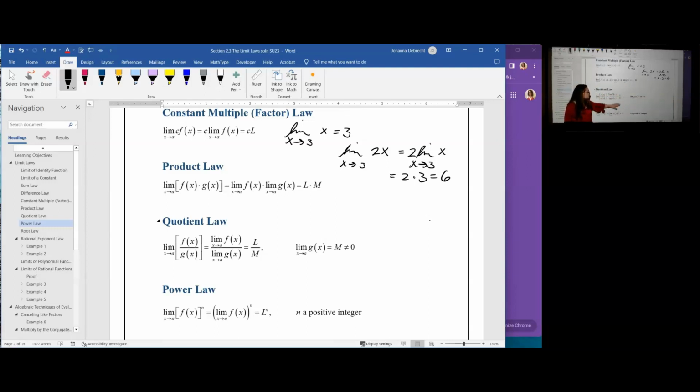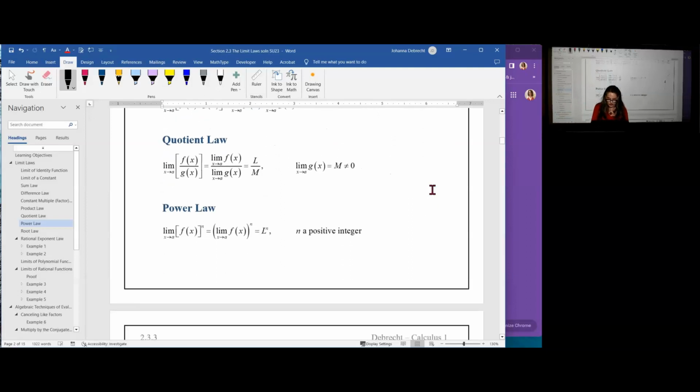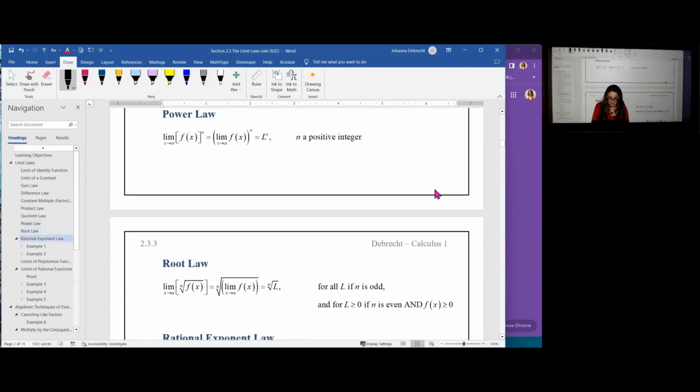We need to make sure that the limiting value of the denominator function is not 0. Thou shalt not divide by 0. Now let's talk about the power law and the remaining laws. We have a power law, a root law, and a rational exponent law.